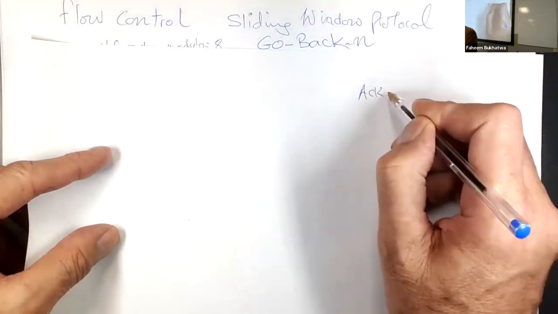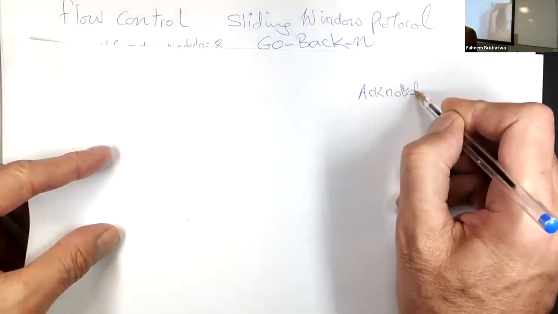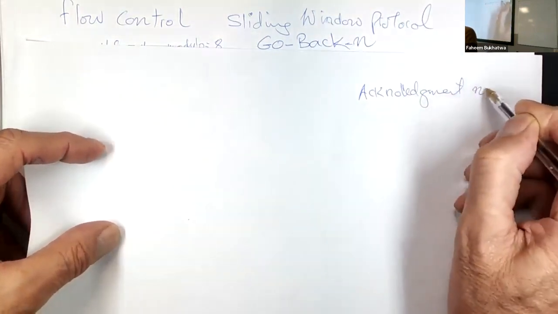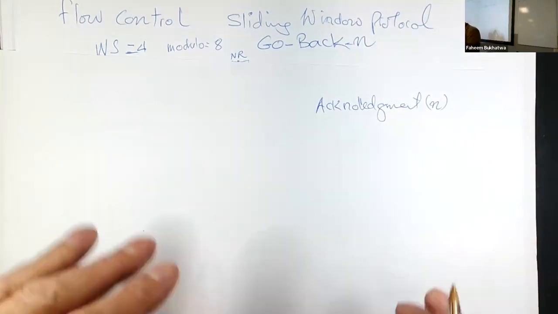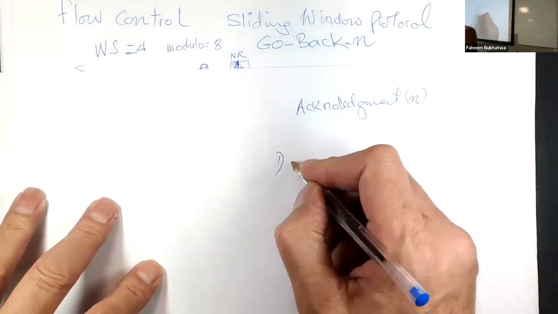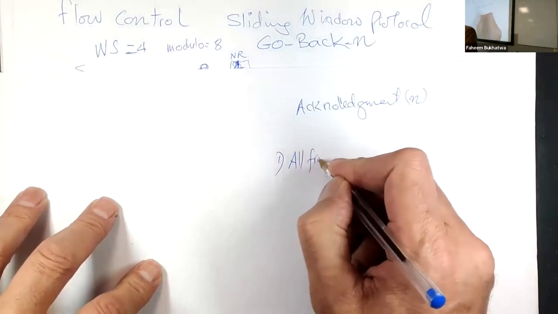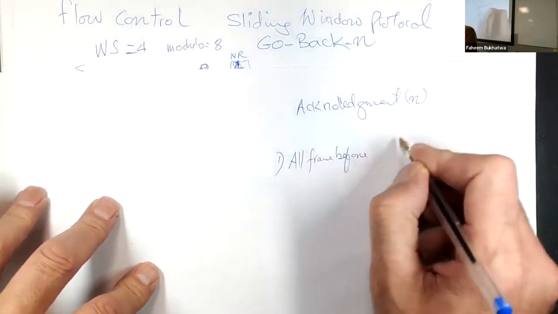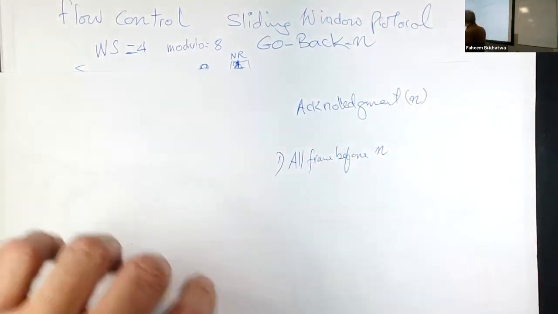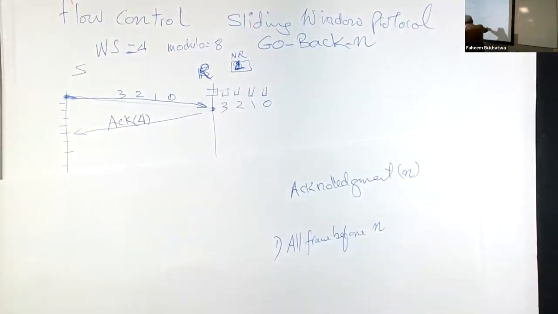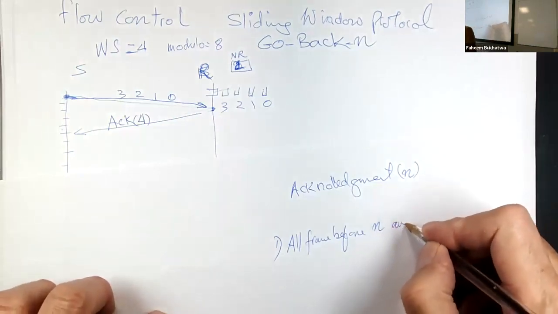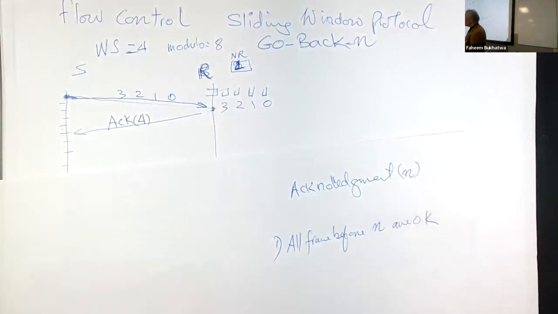And that's something you need to remember as well. What does acknowledgement mean? Acknowledgement N, as in a number in the acknowledgement. So if I send you acknowledgement with any number in it, number 7, or number 20, or number 105, what does it mean? It means all frames before N. Like if I sent you acknowledgement 4, that means all frames before number 4 are okay. I've received them. That means I've received all frames before number 4.